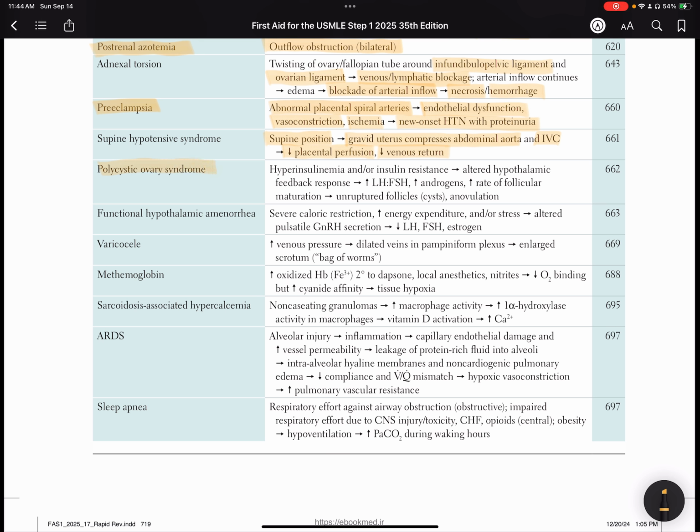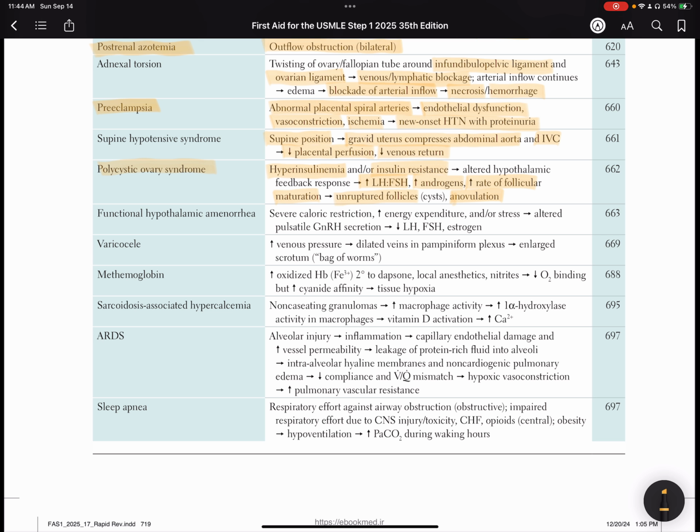What causes polycystic ovarian syndrome? What causes this condition called PCOS? Hyperinsulinemia or insulin resistance leads to altered hypothalamic feedback response. This leads to increased LH-FSH ratio, increase in androgens, increased rate of follicular maturation, and unruptured follicles. Cysts cause anovulation.